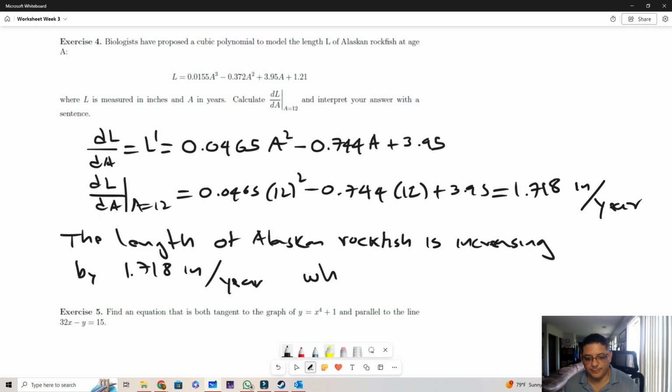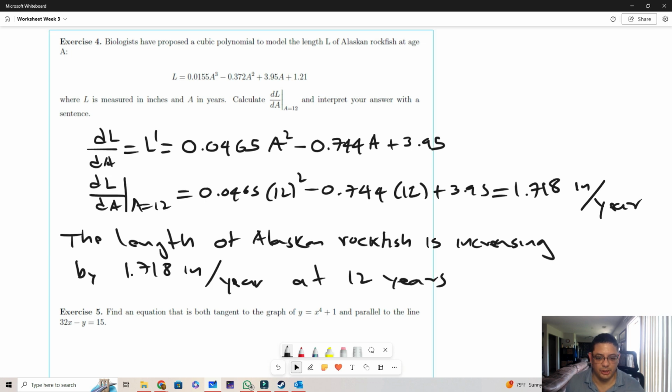when, or if you want, at 12 years, because that's when A equals 12. So this is one way of interpreting this. You can also start with at 12 years, the length of the Alaskan rockfish is increasing by 1.718 inches per year. In that, you can kind of change a little bit where you're going to allocate this part. But it's always important that you say when, what, how. Okay?